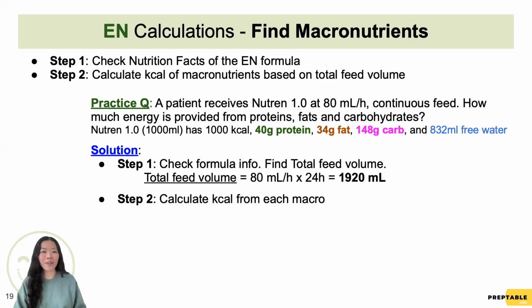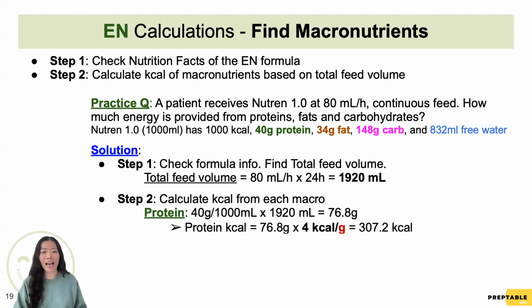Then we need to calculate the grams of each macronutrient to get to their kcal. For example, there are 40 grams of protein in 1000 milliliter of nutrient 1.0. So 40 grams divided by 1000 milliliter times 1920 milliliter will give us 76.8 grams. This is the amount of protein for 1 day for this patient.